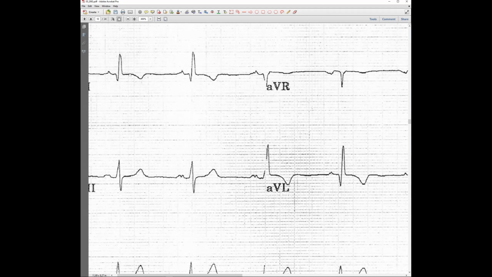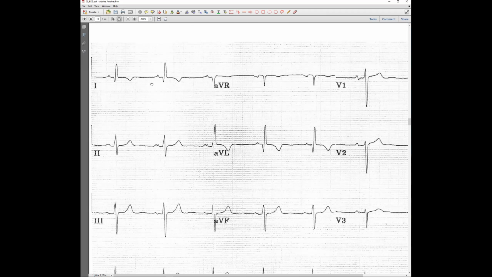Whenever you do see the pathological Q wave, you should look at the ST segment immediately, because this is what you would use to diagnose acute or subacute or definitive. Now we do have in 1 and AVL the Q, and the ST segment is not changed. Only you do see that the T is inverted.